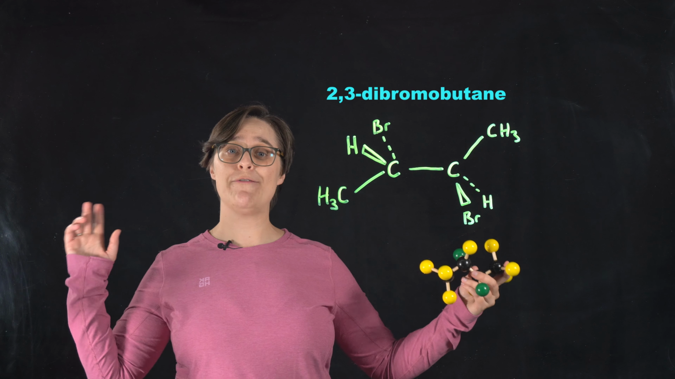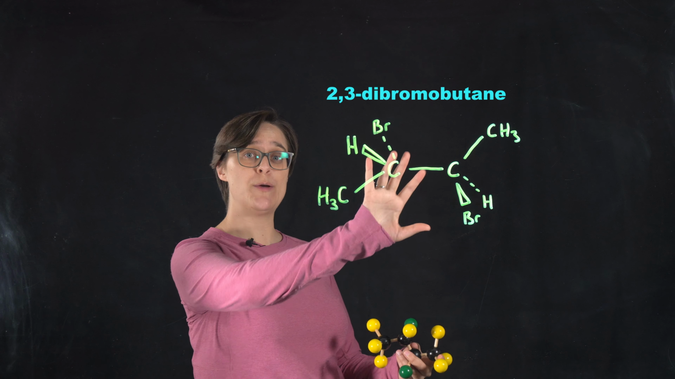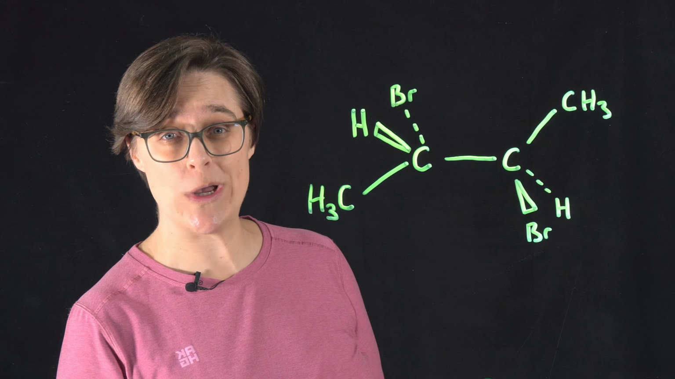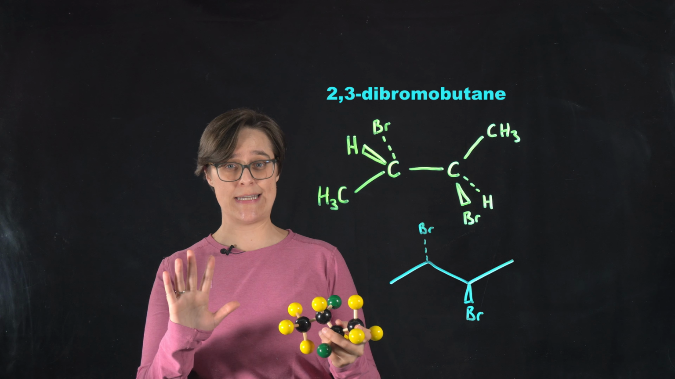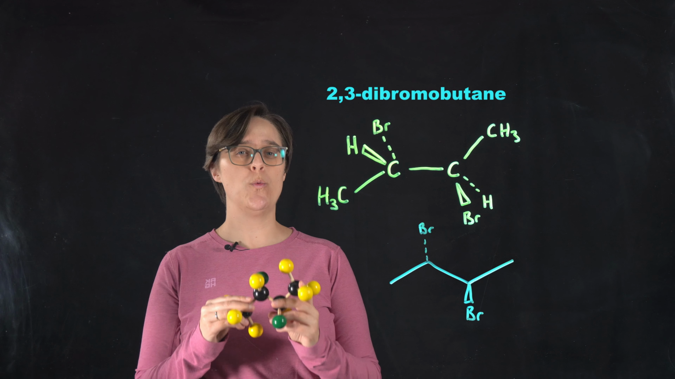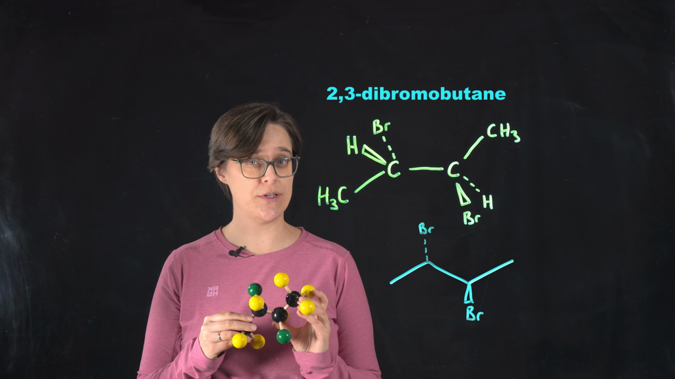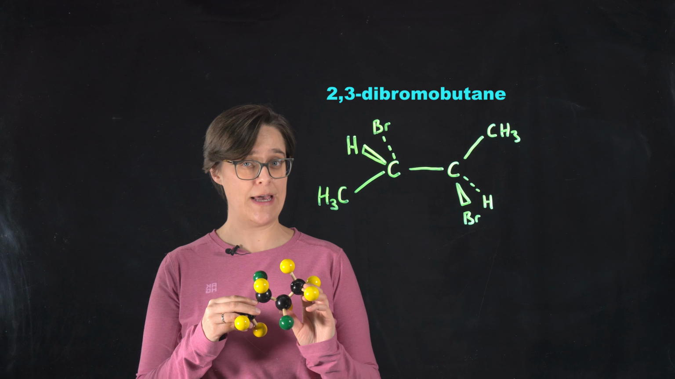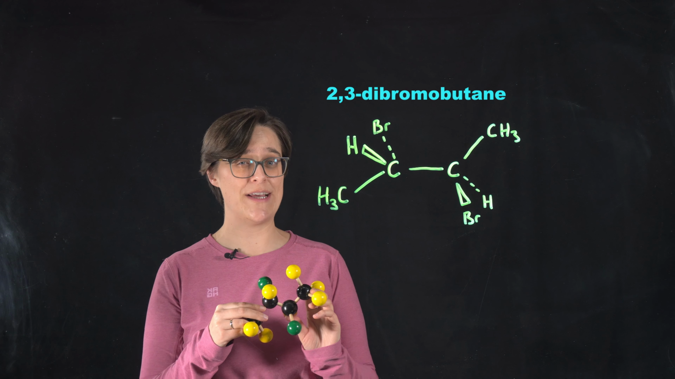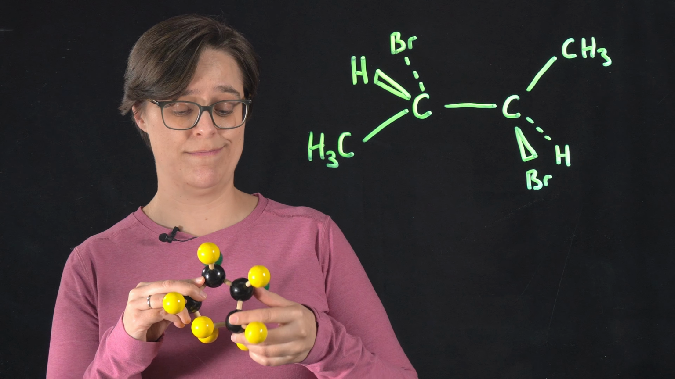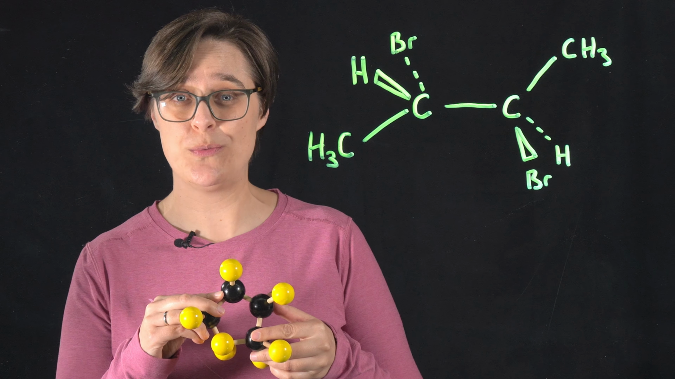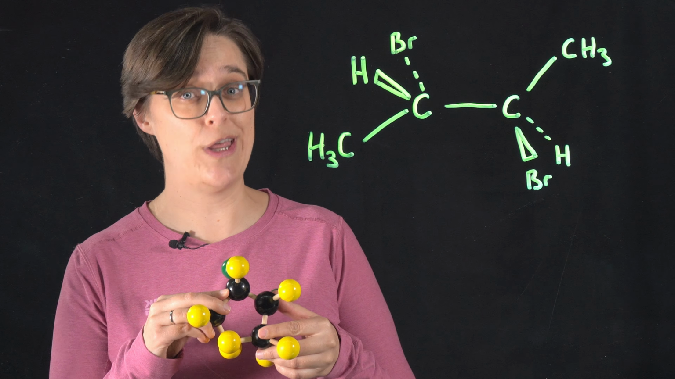Welcome back. If I were to ask you to convert this perspective formula, also called wedge-and-dash structure, and flatten it like a pancake into a skeletal structure, would you know which way all of the wedges and dashes go? And what if, after that, I made it harder and I asked you to draw a skeletal structure in the least stable conformation? Would you know which way all of the wedges and dashes go then?